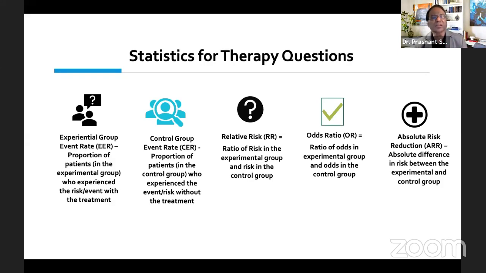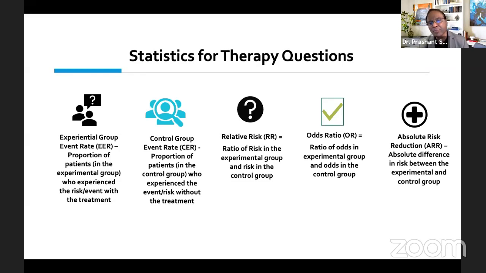The first measure is the experimental group event rate, which is the proportion of patients in the experimental group who had an event or who experienced some sort of risk with the treatment. Whereas the control group event rate represents the proportion of patients in the control group who experience that event or risk without the treatment, because they are patients who may be put on placebo.